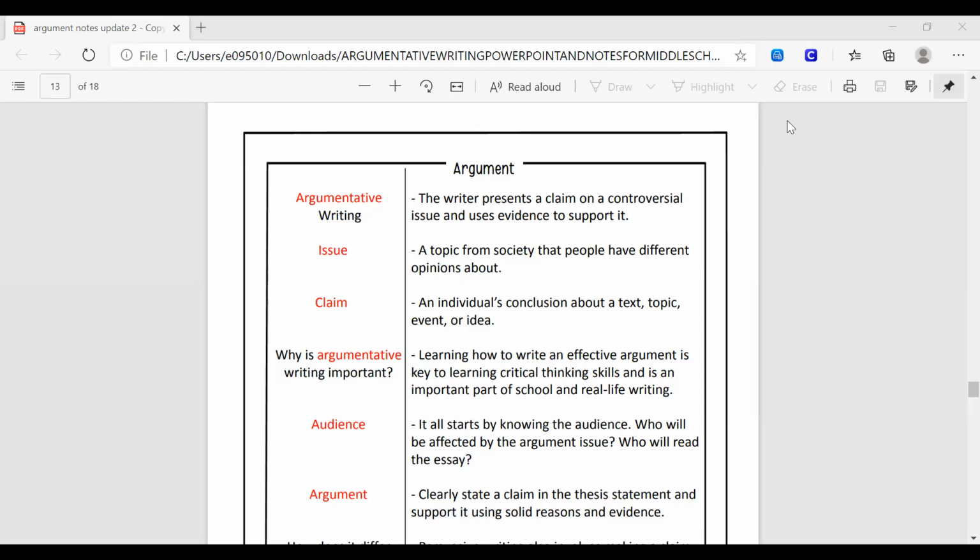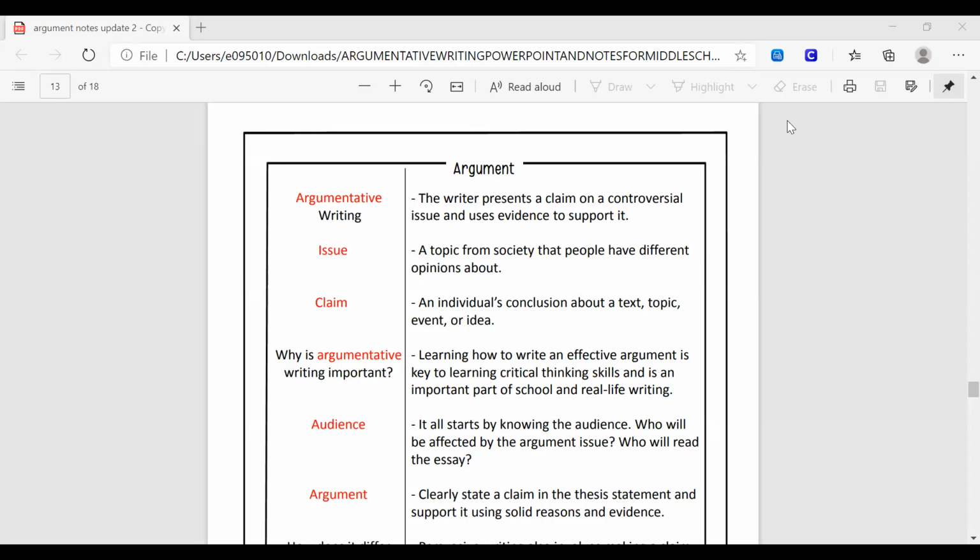Our next blank, again, is the word argumentative. Why is argumentative writing important? Learning how to write an effective argument is key to learning critical thinking skills and is an important part of school and real life writing. Our next blank is for the word audience. It all starts by knowing your audience. Who will be affected by the argument issue? Who will read the essay? Who is it that you are writing to?